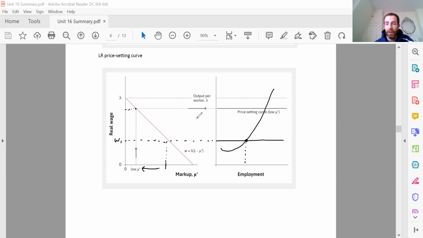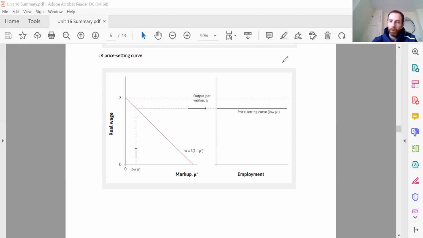So that's the price setting curve, and we're now on this higher price setting curve. Assuming the wage setting curve hasn't shifted at all, we can see that the new long run equilibrium is going to be at a much higher level of employment with much higher wages. And so that's the potential impact on the labor market from this improvement in business conditions.